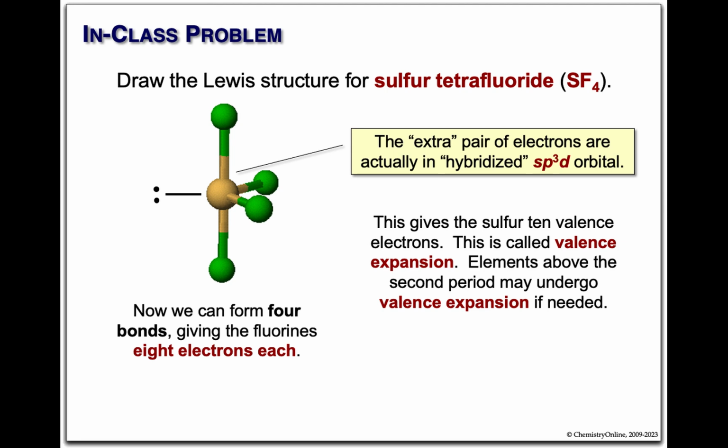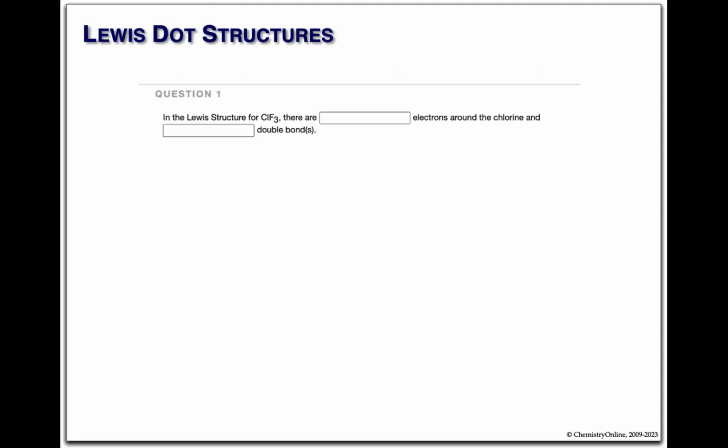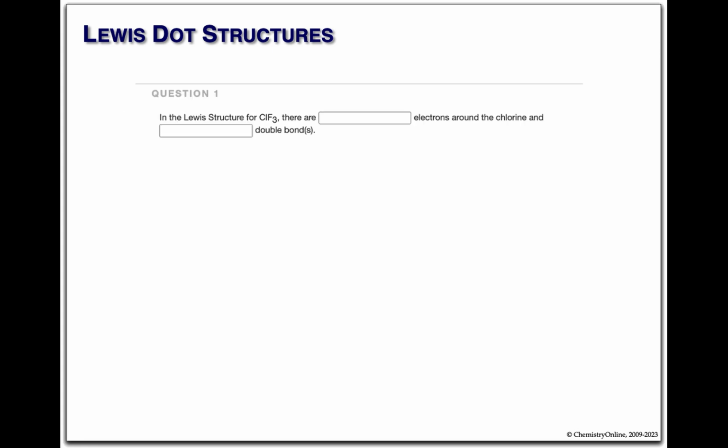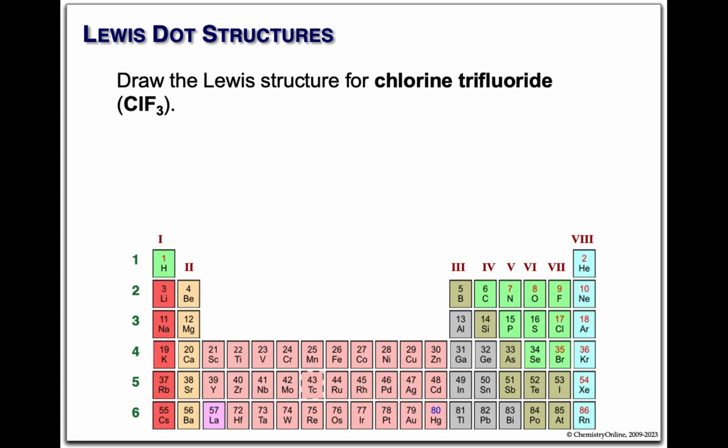All right. Blackboard has a tutorial dealing with this stuff. Sometimes, well, let's just look at a question. In the Lewis structure for ClF3, there are blank electrons around the chlorine, and how many double bonds? So this is a valence expansion problem. Chlorine trifluoride. Fluorine is here, fluorine's right above it. They're both group 7.